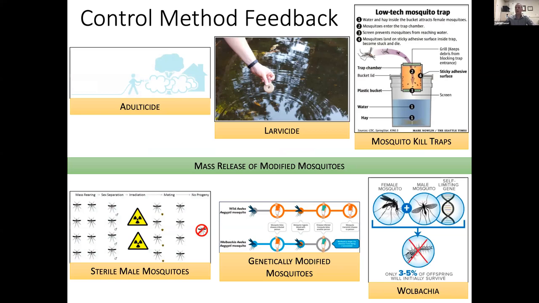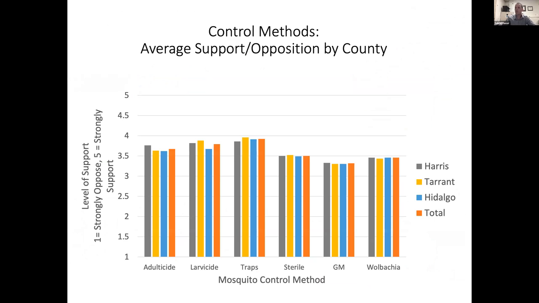And then we also asked, among all the vector control tools out there, which ones would they support or be opposed to? So these included adulticides, larvicides, various forms of lethal traps, and then the various kinds of vector control that involved the release of mosquitoes. So this could be sterile insect technique, genetically modified mosquitoes, or Wolbachia infected mosquitoes. So overall, the support was pretty high. So this is a rank from 1 is strongly opposed to 5 is strongly supportive. And so overall, they're all above 3 for every form of support.